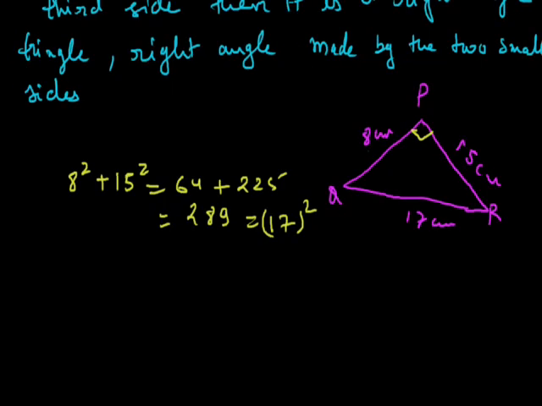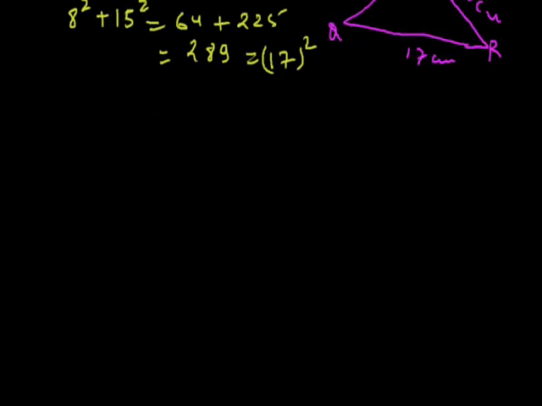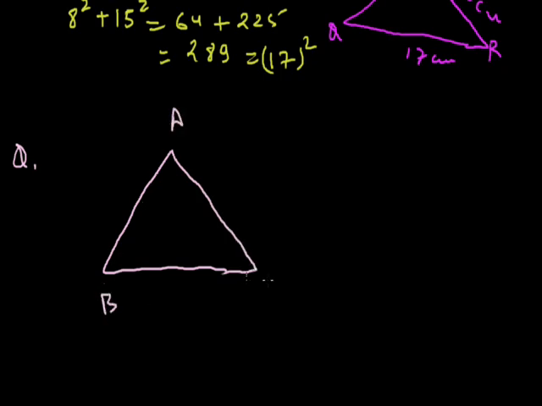Now let us see a question based on Pythagoras theorem. We are given a triangle A, B, C, and this is the perpendicular, this is the point D, this length is x unit, AB is 17 centimeter, AC is 10 centimeter and DC is 6 centimeter, and I have to find the value of x.